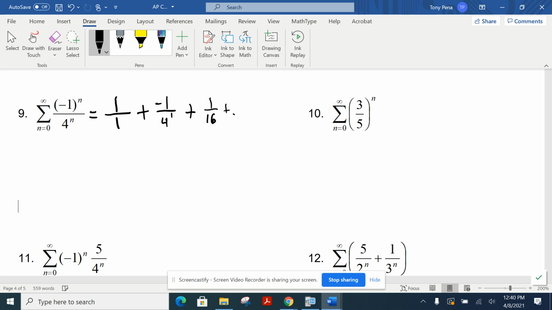So with that, if we continue this pattern, identify what r is, and then based upon that, we know if it converges or diverges. If it diverges, we're going to say why. If it converges, we're going to find the sum.